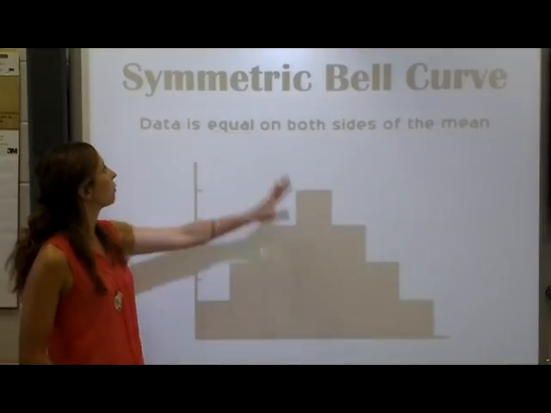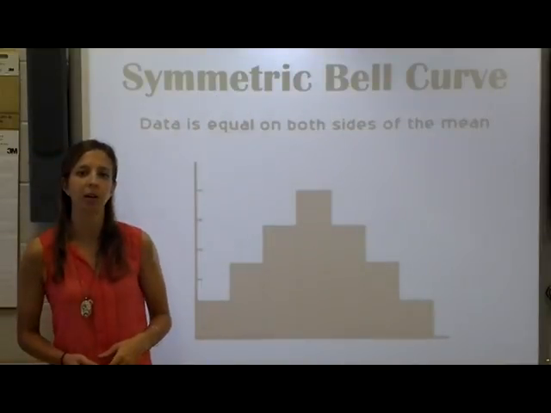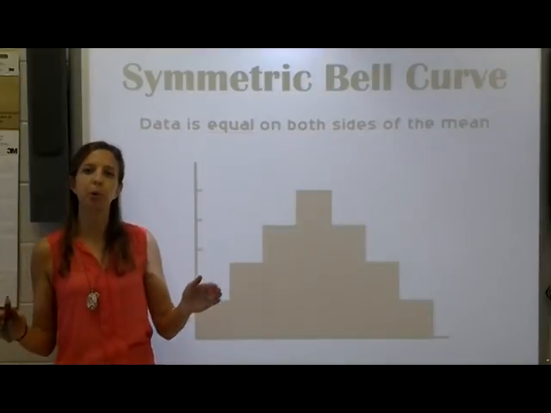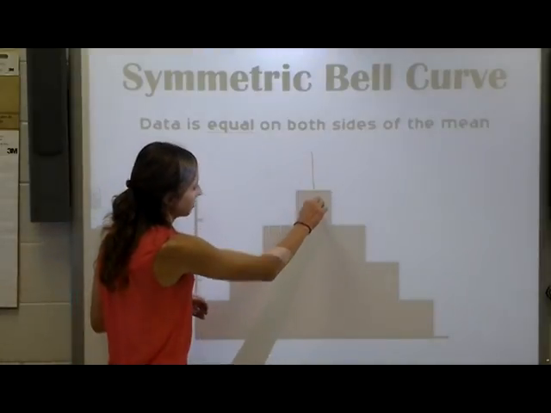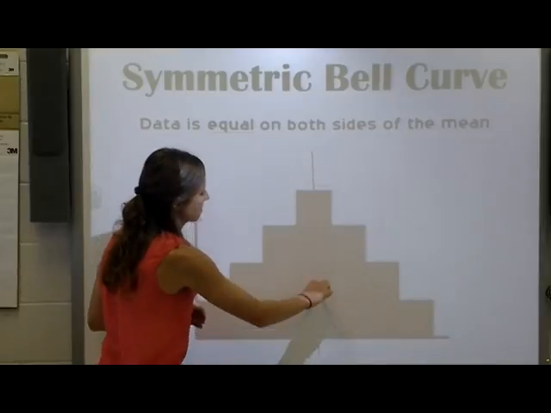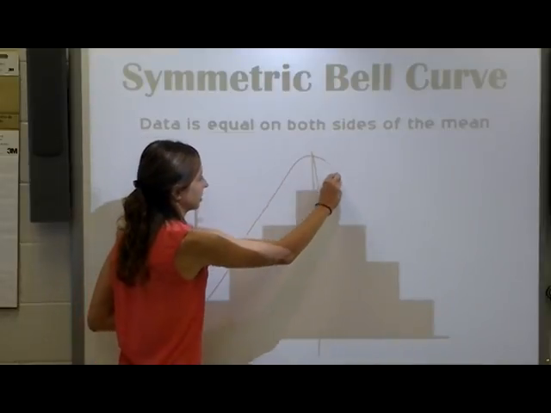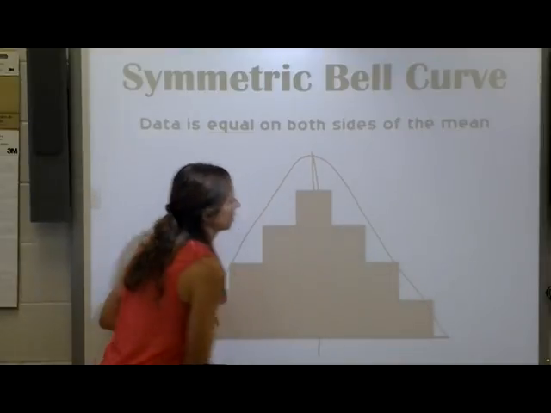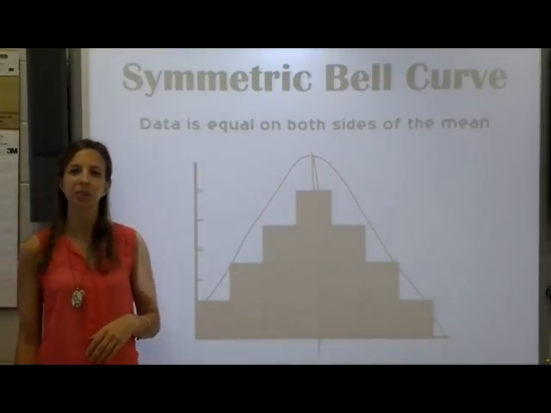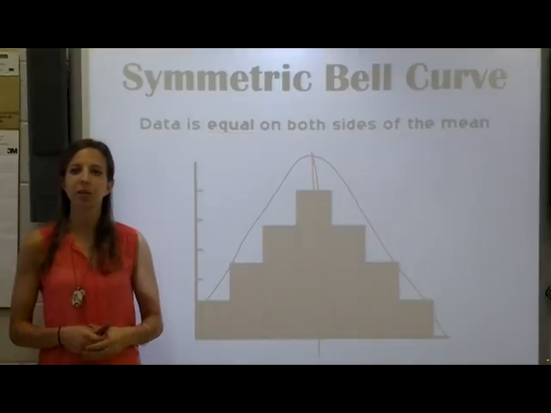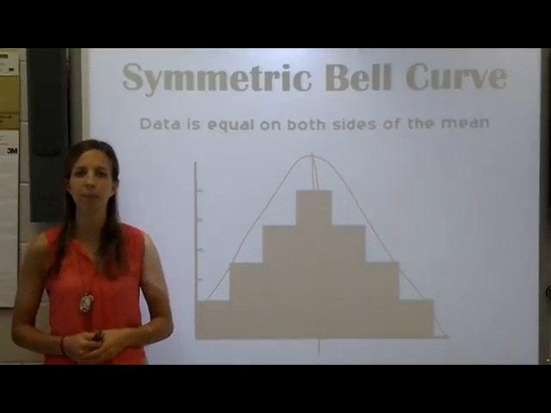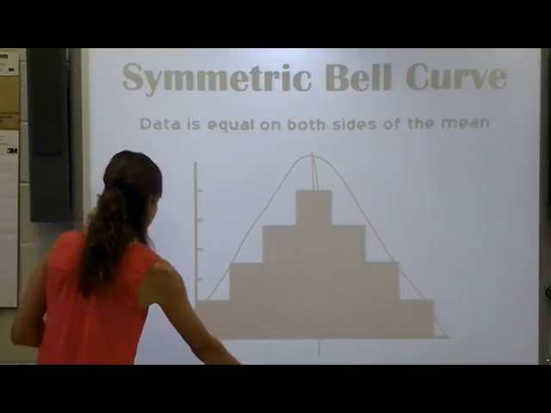This right here represents a symmetric bell curve. It means that we're balanced on both sides of the mean. So this is our mean average. And here you can see that if I draw this, it's pretty much even on both sides. Therefore, there's really no skew or a very minimal amount of skew.